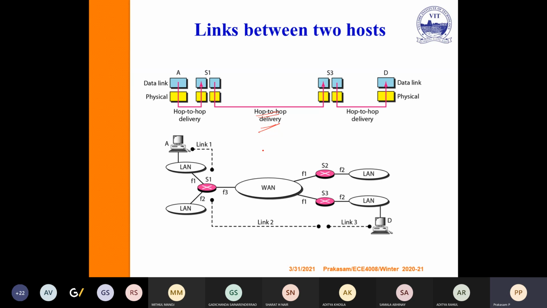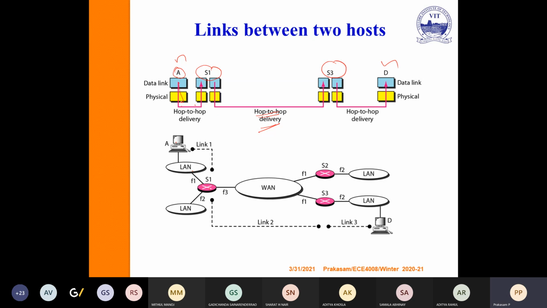Suppose I want to transmit information from A to D, which is available in a different LAN at a long distance. How many links are required for me? This particular node is connected to this switch through this LAN. To connect from here to here, I need one link, because this is one hop. From here, this is another hop, and this is another hop. So this is hop to hop delivery.